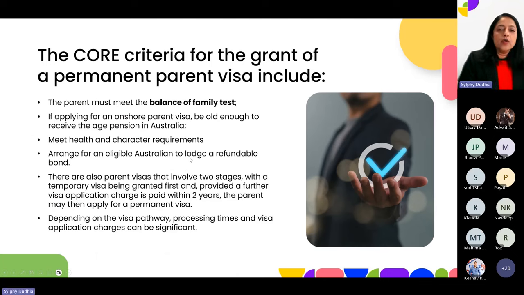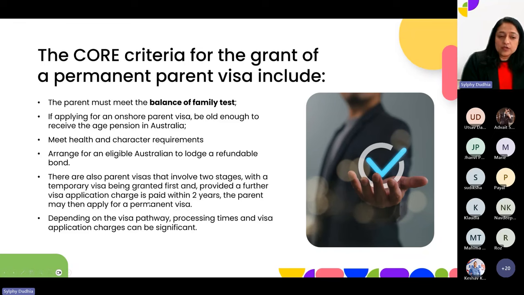The core criteria for the grant of the permanent parent visa: the first is that you should meet the balance of family test. Applying for an onshore parent visa, you must be old enough to receive an age pension in Australia. You should meet health and character requirements. Arrange an eligible Australian to lodge a refundable bond.